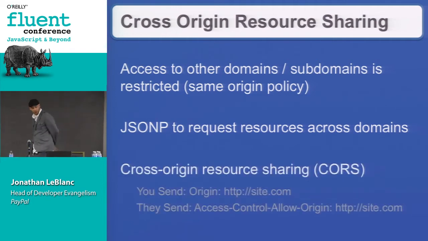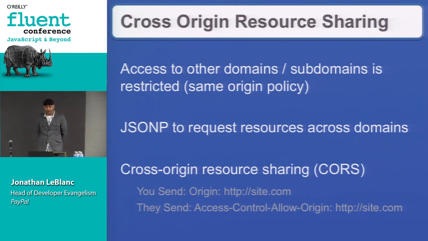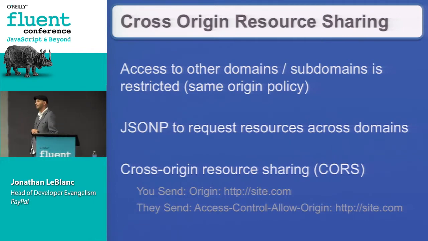Another one is CORS, or cross-origin resource sharing. This is one that is not as widely known, but is an option in the standard. Essentially, the way that it's going to work is that you're going to send the externalized resource an origin header with your request. And what they're going to do is send you back this access control allow origin with the same site. Essentially, what this is doing is giving you an exception on that site to be able to make the request back and forth.